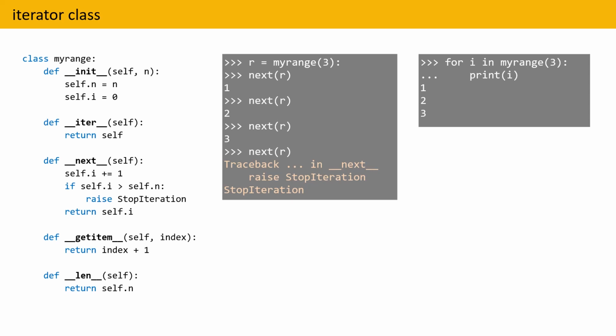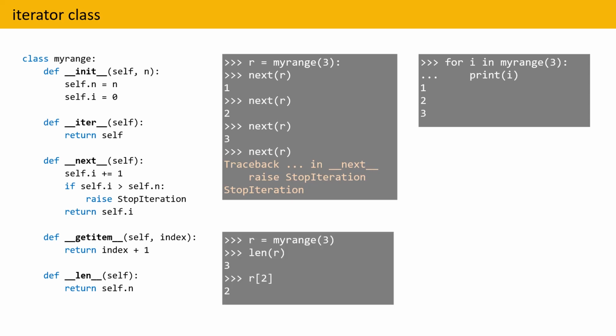So for 0, it returns 1 in our case, since our range starts with 1. Therefore, we simply return the index plus 1. And now we can call len for myRange as well and retrieve elements from myRange at a given index position.